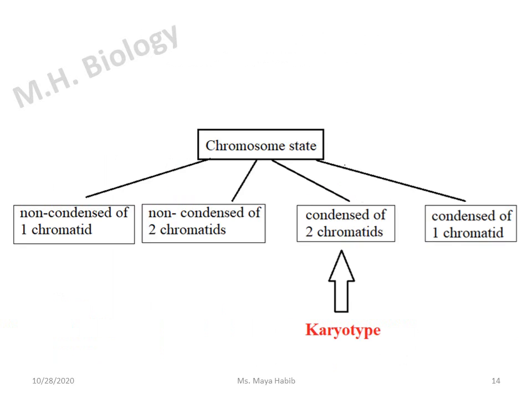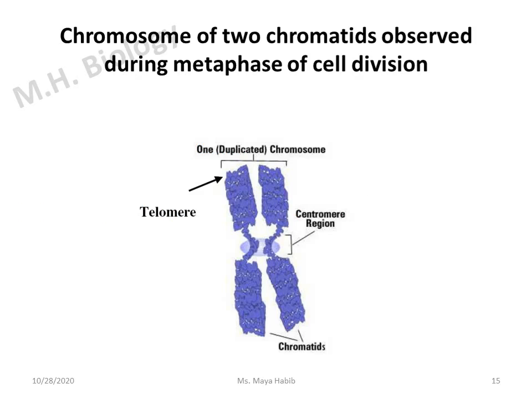So, to summarize the main idea, chromosomes exist in different states and can have different aspects depending on the stage of the life cycle of the cell, as you will see in the next activity. A chromosome can be non-condensed of 1 chromatid, non-condensed of 2 chromatids, condensed of 1 chromatid, or condensed of 2 chromatids. And it is during this stage that a karyotype is prepared to be analyzed. This figure shows a chromosome of 2 chromatids attached at the level of the centromere. This is the aspect of a chromosome during cell division, observed in a karyotype.